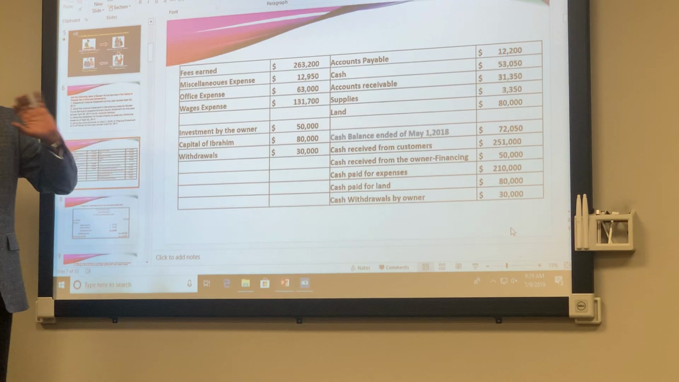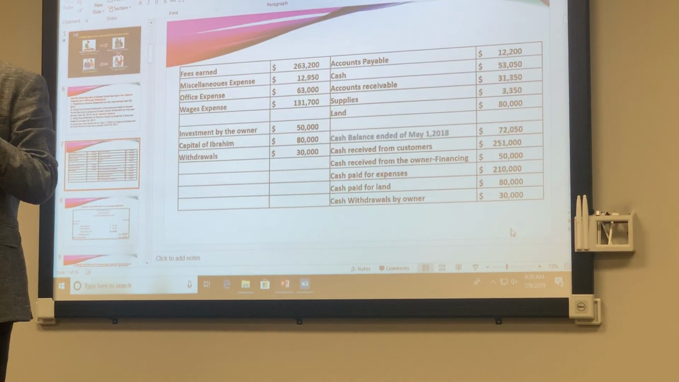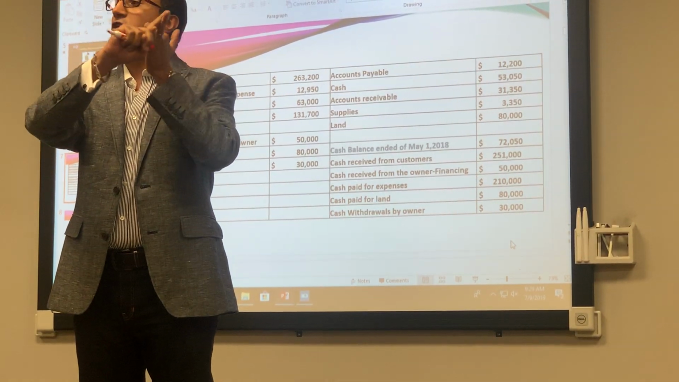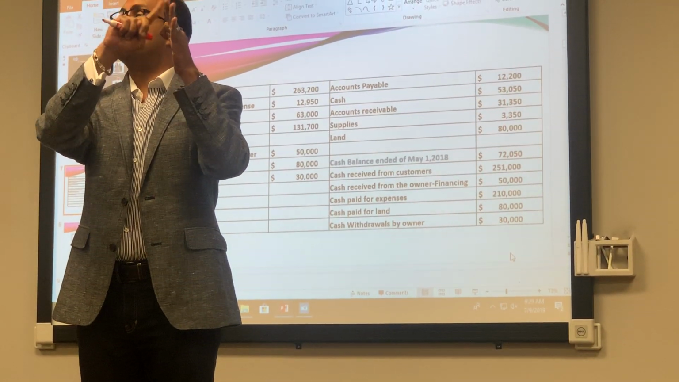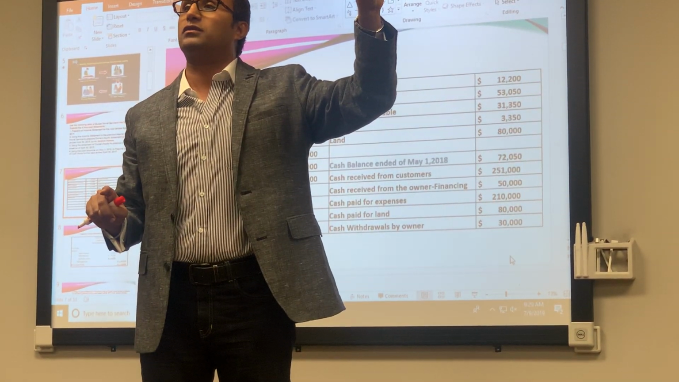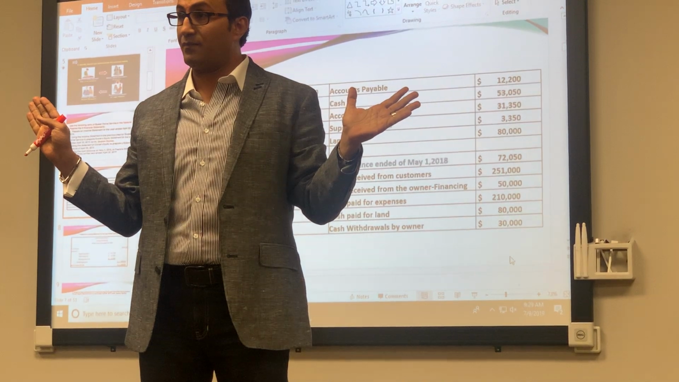Perfect. So owner equity consists of what? Capital, investment, and we subtract withdrawal, which gives us the total owner equity. Easy. Where does net income fit in all that?